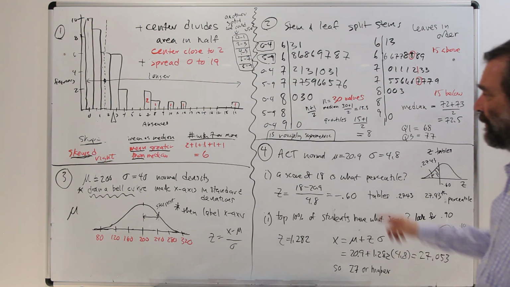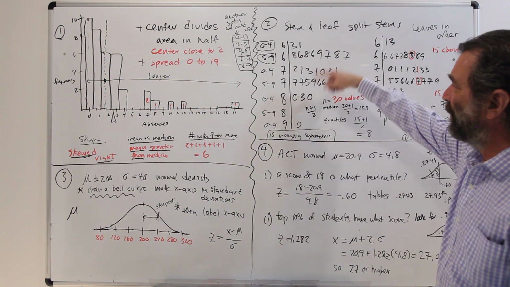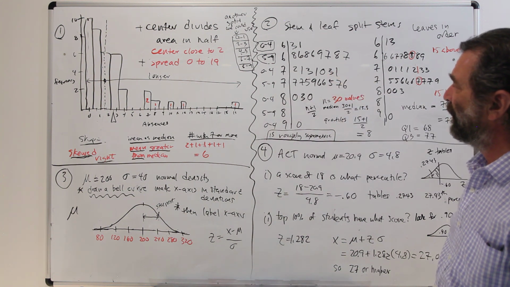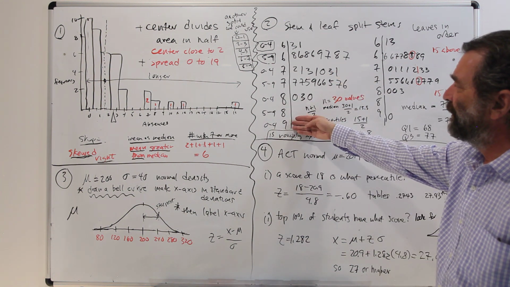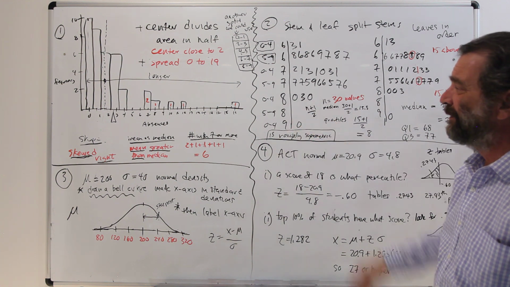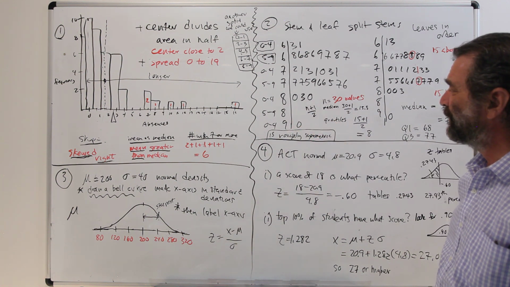Before we go there, I guess I was supposed to say, what's the shape here? I would say roughly symmetric. If this 90 was missing, it'd be clearly roughly symmetric, but with a 90, maybe possibly slightly skewed to the right, but I'd still say roughly symmetric.